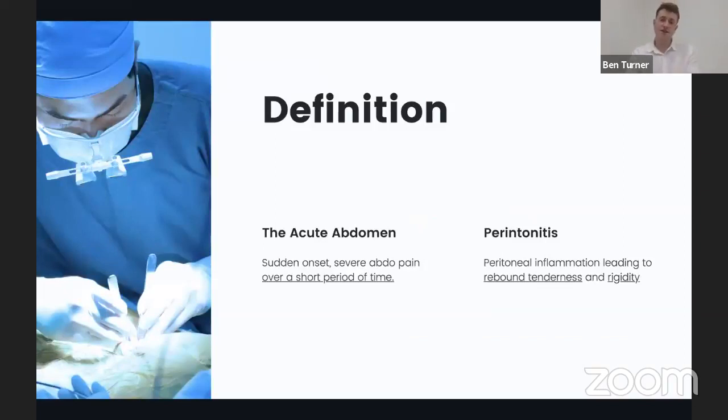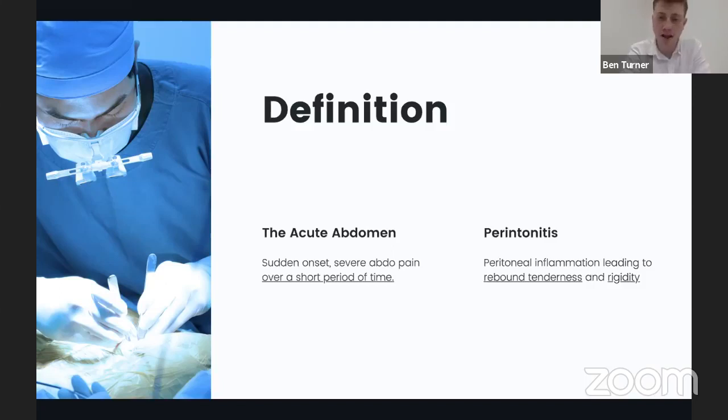So a couple of definitions for us to get our head around first. And I thought we'd start by defining acute abdomen, because when I started as an F1, they said to us, oh, it's an acute abdomen, but none of us exactly got what that meant. And what they're trying to say is a sudden onset of severe abdominal pain over a very short amount of time. It's not this sort of, oh, I've got a sore tummy and it's been getting worse and the pain's moving around. It's really severe abdominal pain.